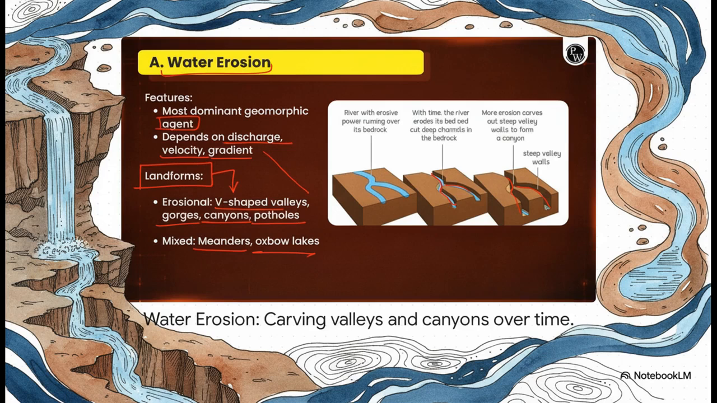Now, of all of these, running water is without a doubt the most dominant geomorphic agent on the planet. A river's erosive power depends entirely on its discharge and its velocity. Over thousands and thousands of years, it just slices right down through its bedrock, turning a small, tiny channel into a steep, V-shaped valley. And eventually, if you give it enough time, a magnificent canyon.